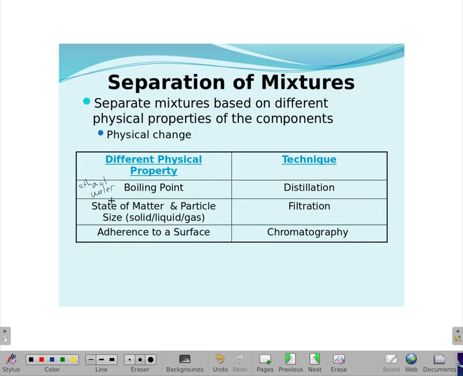All right, the size of the particles: sand and water, coffee and water. Typically, if the size of the particles is drastically different, you can separate through filtration. And even a coffee filter is actually adequate in many cases. Now, this next one's adherence to a surface. That's an interesting one. So chromatography we can use to separate things out.